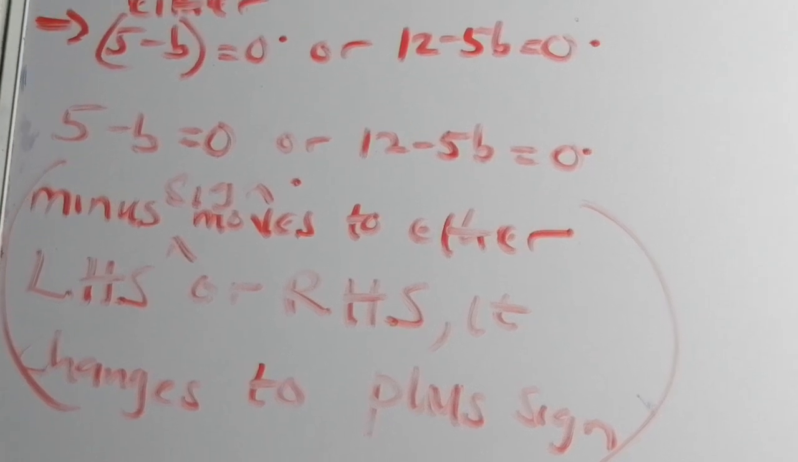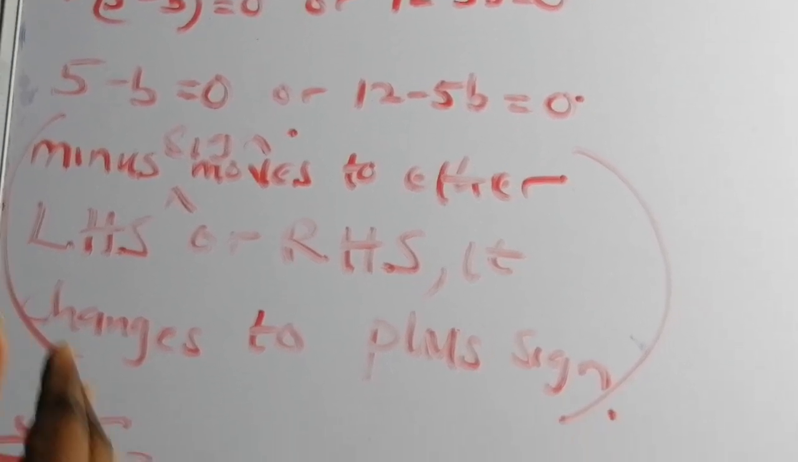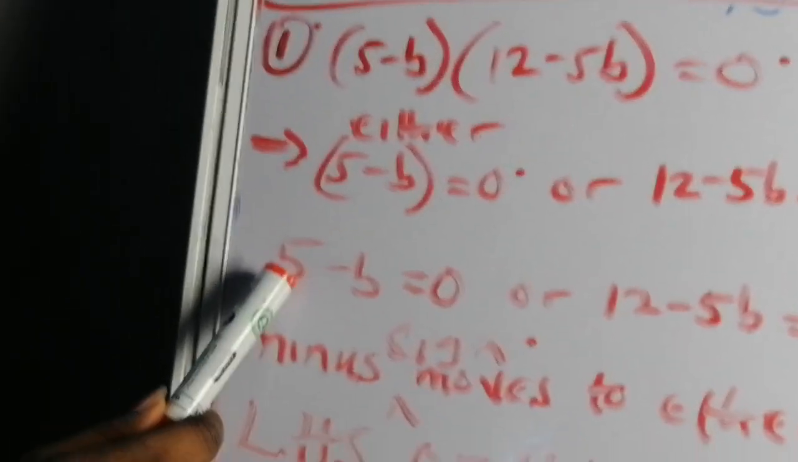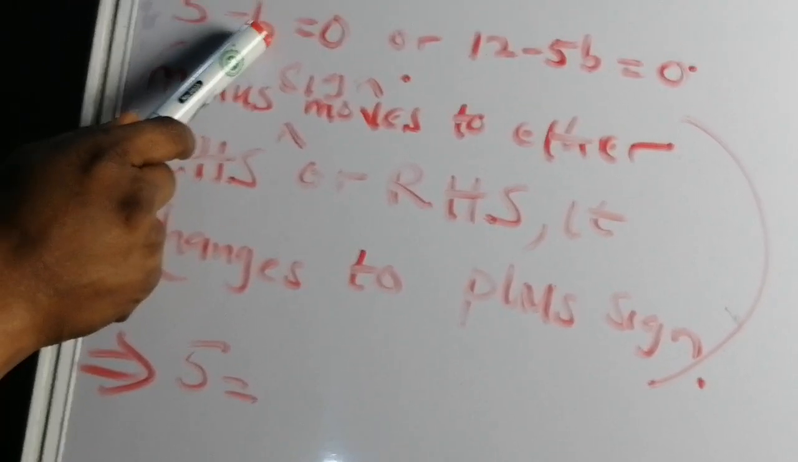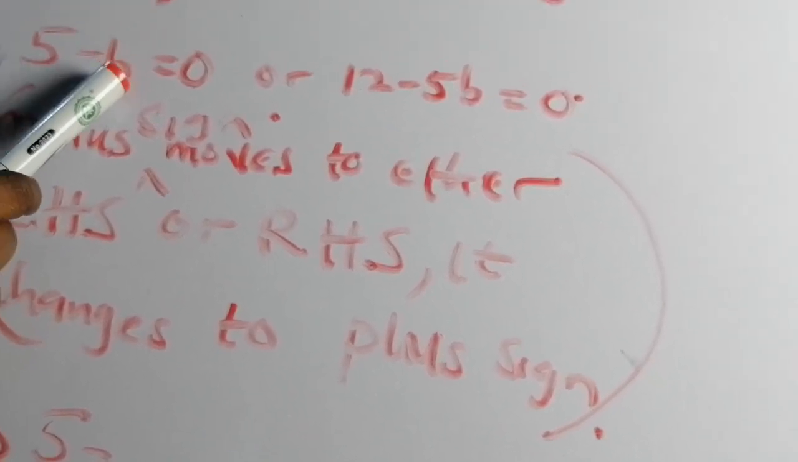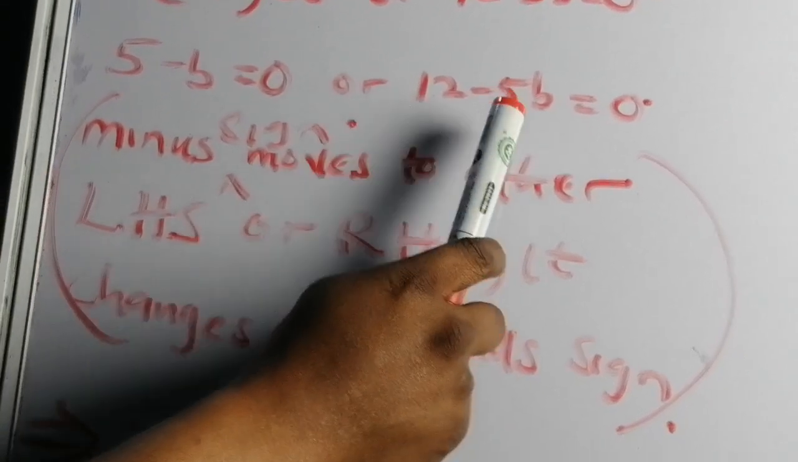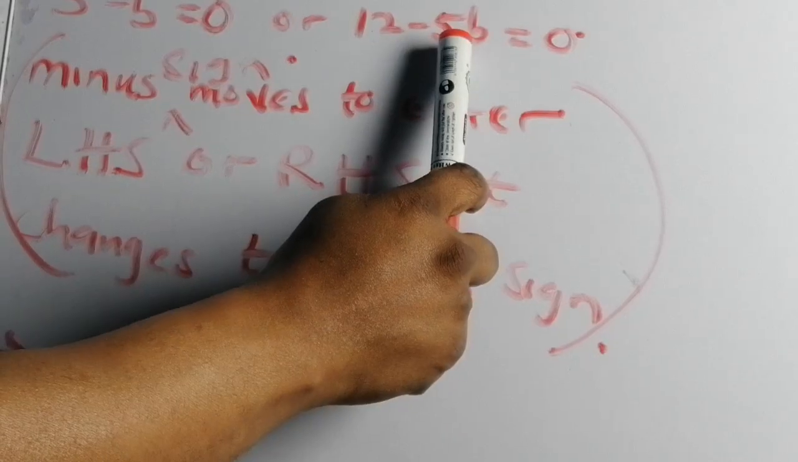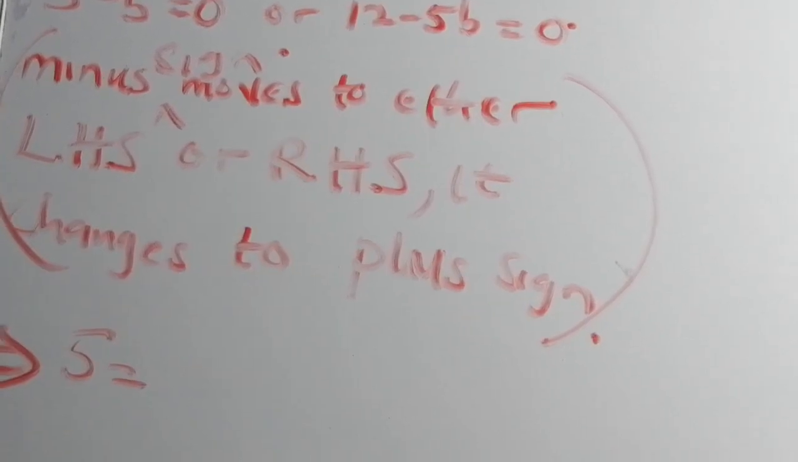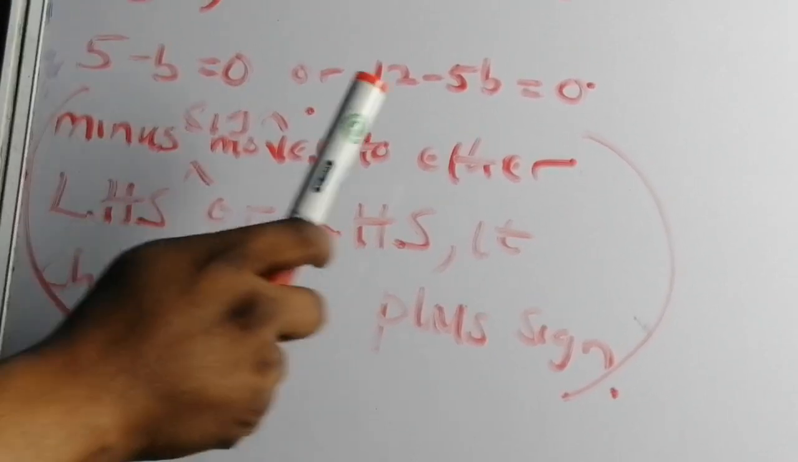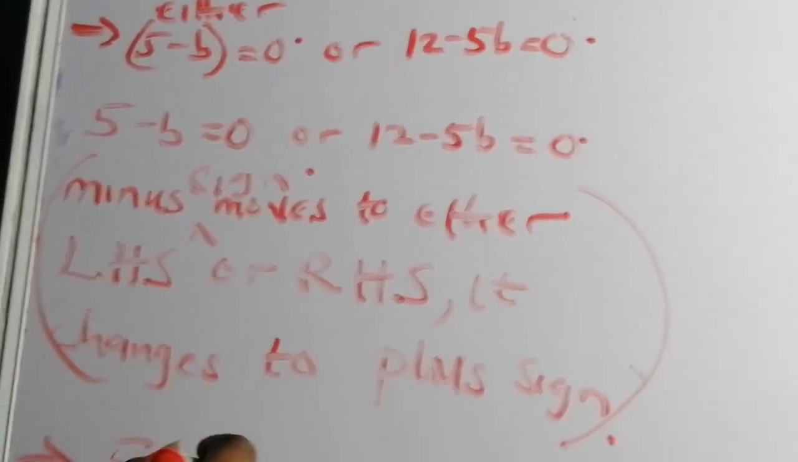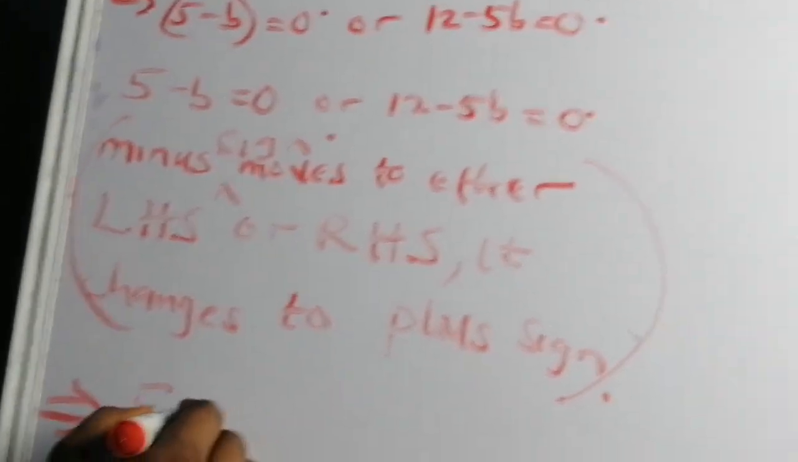Now there's another thing I need to mention here. Anything on the right hand side takes the sign. If you look at this, this is 5 minus b. So b here is on the right, it's taking care of this minus. Now if you look at this one too, this is 12 minus 5b. This 5b on the right here is taking the minus. Don't forget, the owner of the minus here is 5b, the owner of the minus here is b.